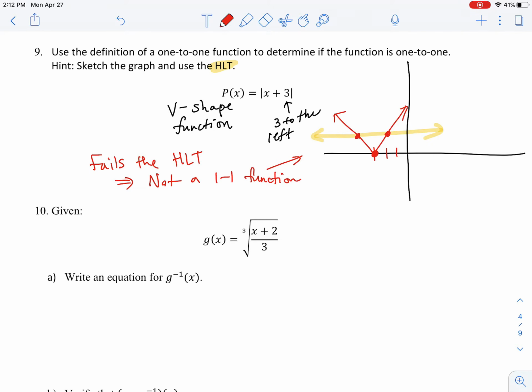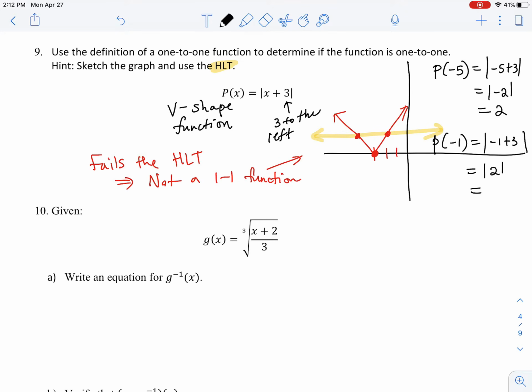We can also do this algebraically. You can plug in 2 different x values in here. For example, what if I ask you to find p of, let's say, negative 5? What is p of negative 5? That will be the absolute value of negative 5 plus 3, right? And that turns into the absolute value of negative 2, which is positive 2, right? What if I ask you to find p of, suppose, negative 1? Then the function will be the absolute value of negative 1 plus 3, which is the absolute value of positive 2.